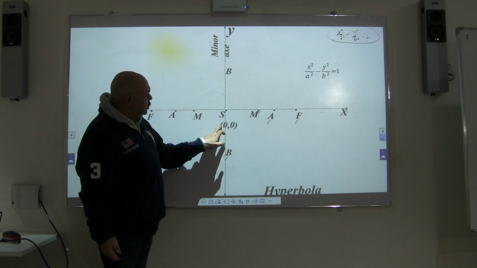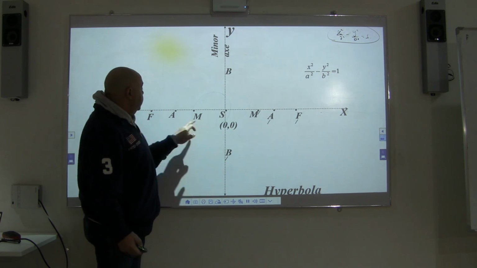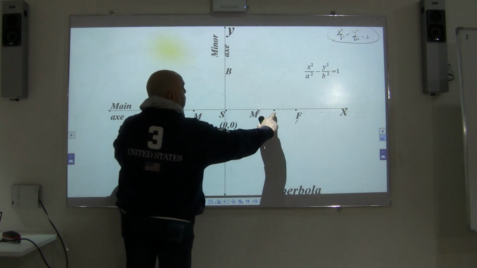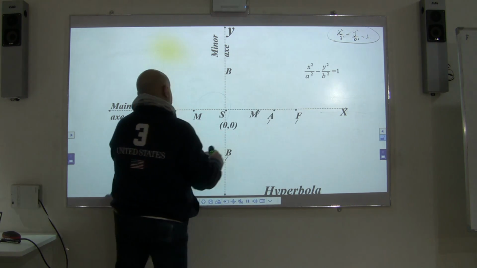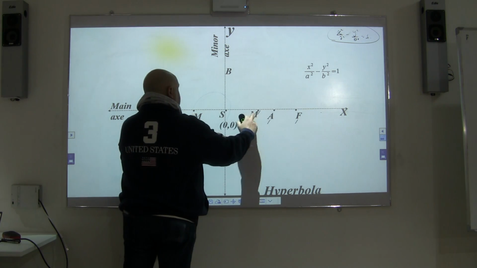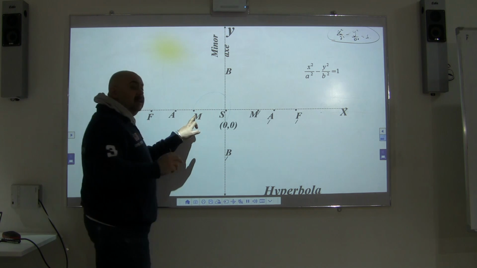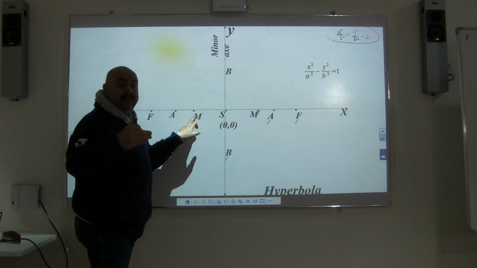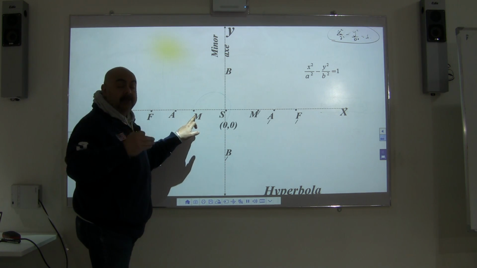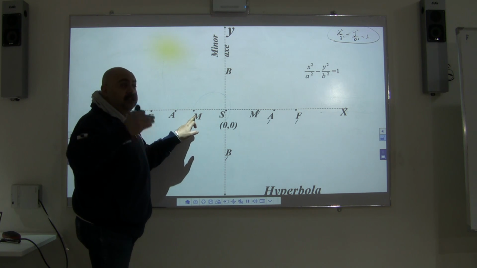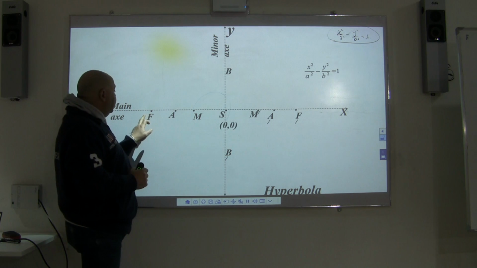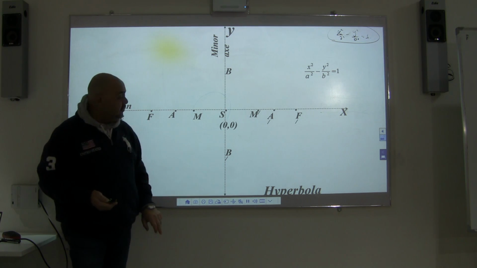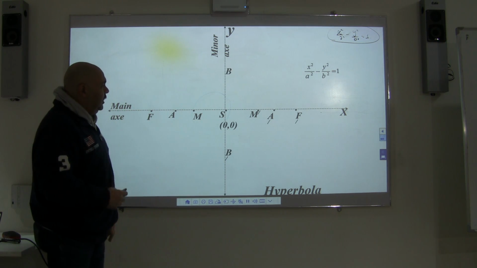So here are the points. Here is the center, which is 0, 0. Then you will have the vertices of the hyperbola, A and A dash. And also you will have M and M dash, where M is the point of intersection between the directrix and the main axis. Also M dash, the same way. And these are the foci. The distances will be like this.